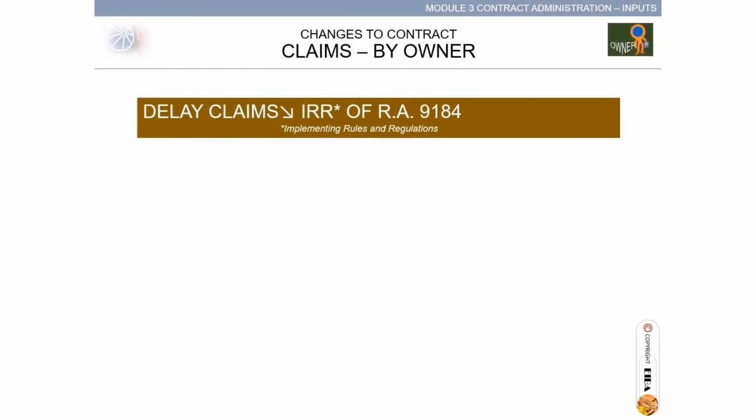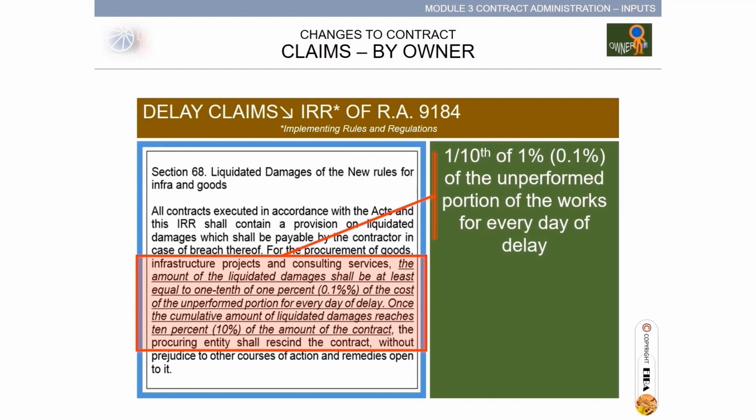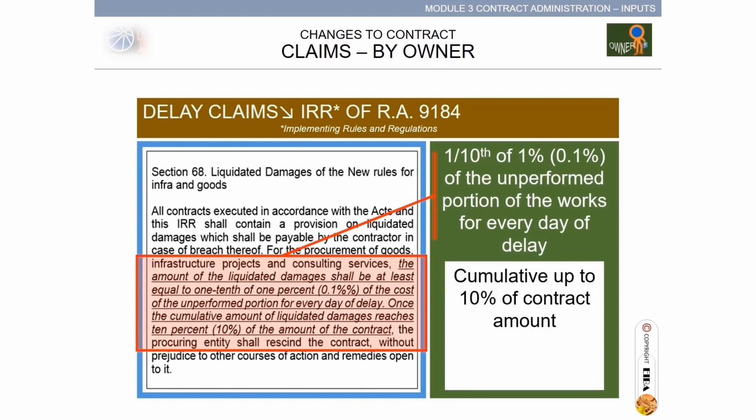Delay claims by virtue of the IRR of Republic Act 9184 relative to government procurement. Section 68 of this law covers liquidated damages of the new rules for infrastructures and goods. The provision, as highlighted, states liquidated damages computation as 1/10 of 1%, 0.1%, of the unperformed portion of the works for every day of delay, cumulative up to 10% of contract amount. If this occurs, the contract is rescinded.